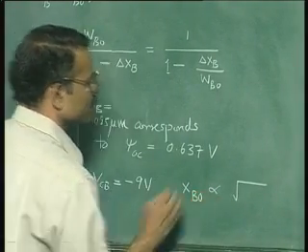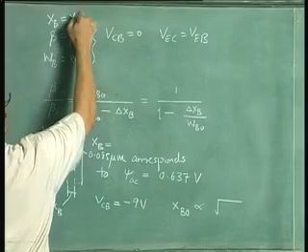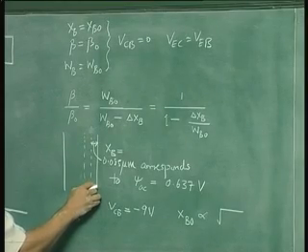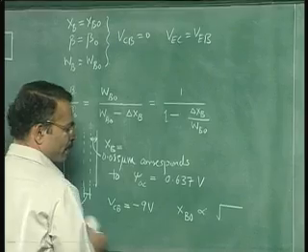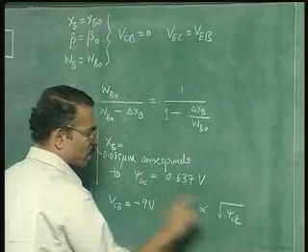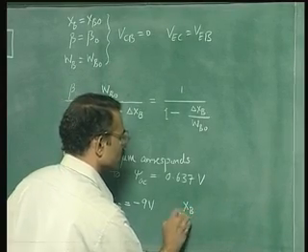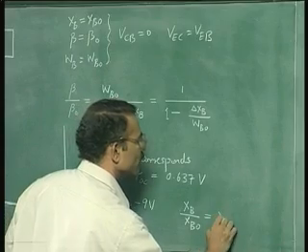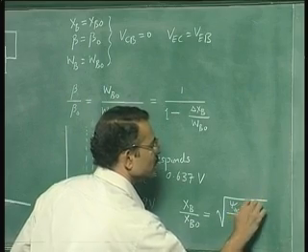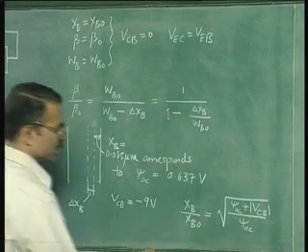So we will write XB naught, which is the XB for VCB equal to 0. XB is the depletion region on the base side of the collector junction. XB naught now depends on psi naught C, the built-in potential across the collector junction. So XB by XB naught we can write as equal to the square root of psi naught of the collector junction plus the value of VCB, by psi naught of the collector junction.